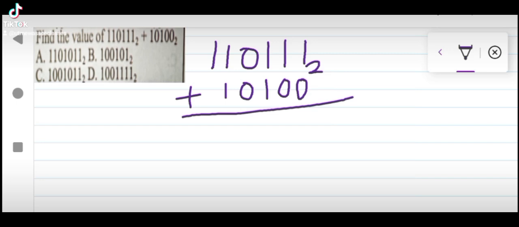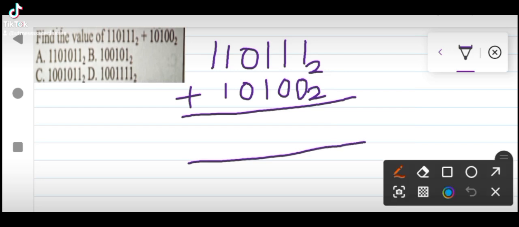So the first thing is to rearrange the numbers according to the place values. So what we want to do now is add these two values right here. You want to add them in base 2. So 1 plus 0 in base 2.